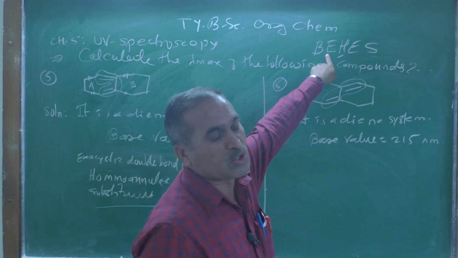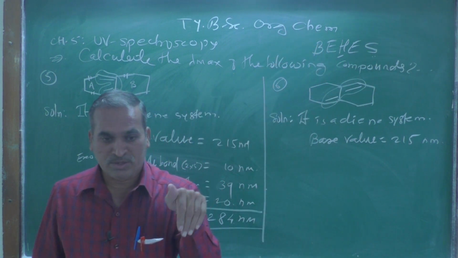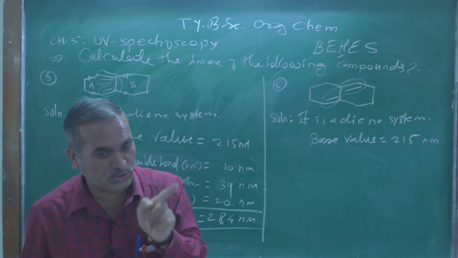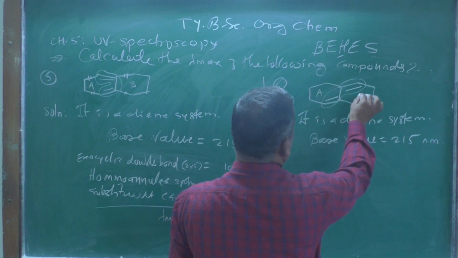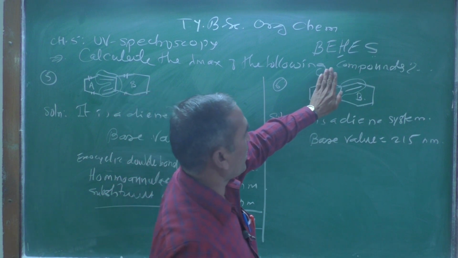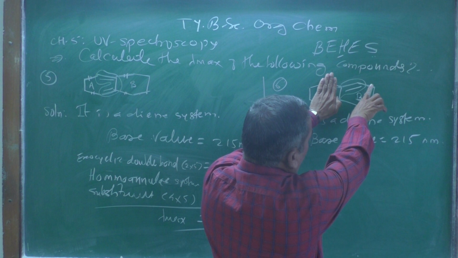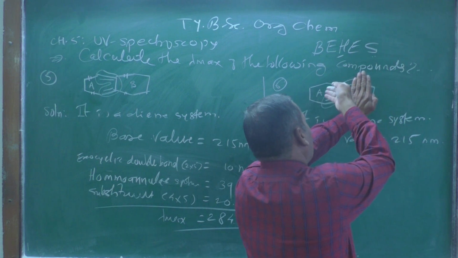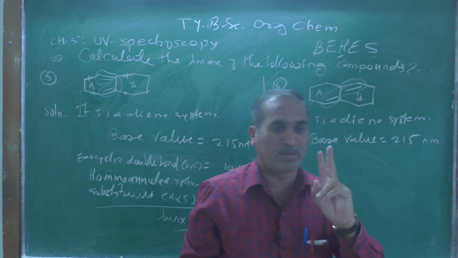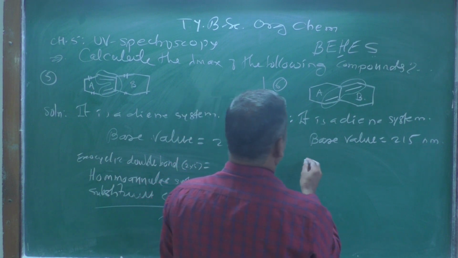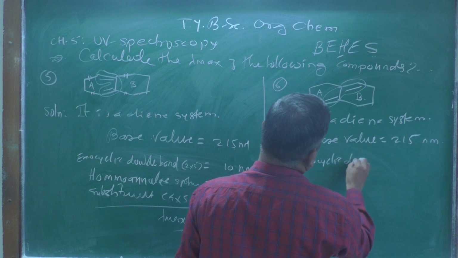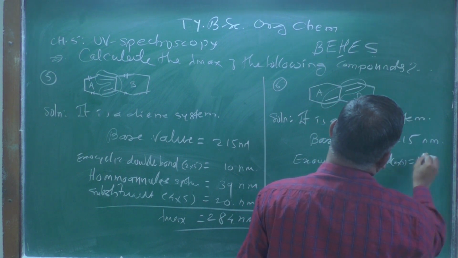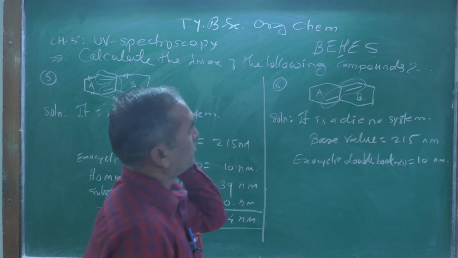Now what is the next thing? Look at here, E means exocyclic double bond. Does this compound contain an exocyclic double bond? How to identify, how to recognize the exo? Label the two rings; you can call them A ring and B ring. If you put a hand on A ring, what do you observe? This is outside the A ring, so there is a double bond, meaning one exo. If you put a hand on B ring, there is one outside double bond, so the total becomes two exocyclic double bonds in this case. 2 into 5 is equal to 10, right? 10 nanometer.